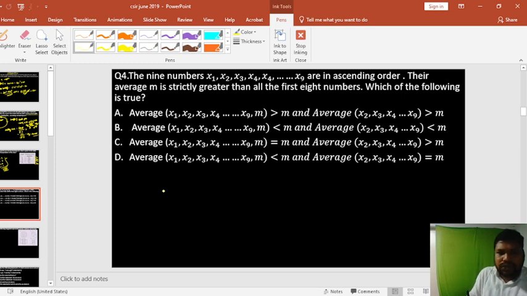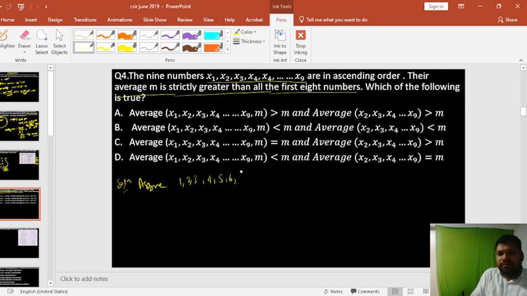Now the next question: the 9 numbers x1 to x9 are in ascending order and their average m is greater than the first 8 numbers. Which of the following is true? This is the one important thing: their average is greater than all the first 8 numbers. You can assume the numbers using that. You can assume the numbers 1, 2, 3, 4, 5, 6, 7, 8, and another number you assume is 45. Why?